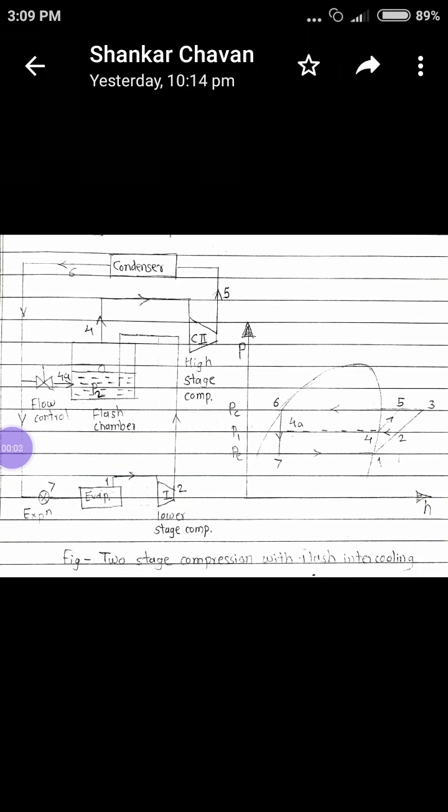Welcome back. Now the second system of this multi-pressure system is two-stage compression with flash intercooling. The previous system is two-stage compression with flash chamber. So there is a slight difference, that is flash chamber and flash intercooling. So what is this flash intercooling we see during the working of this system?